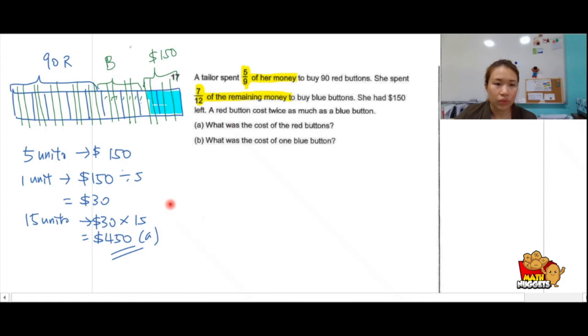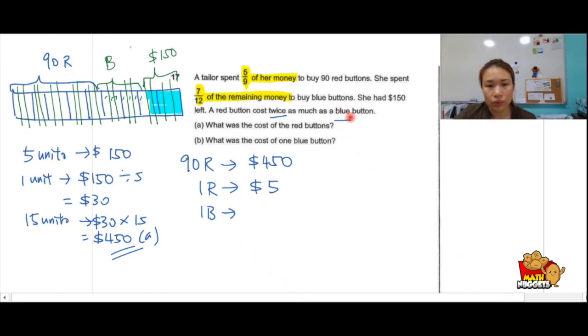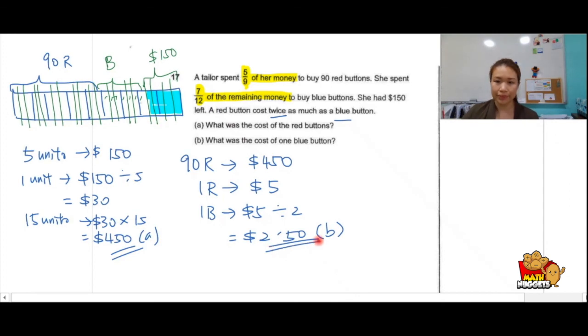What's the cost of 1 blue button? $450 was spent on 90 red buttons, so the cost of 1 red is $5. In that case, the cost of 1 blue button would be, a red button is twice the blue, so the blue would be half of the red, which is $5 divided by 2, which gives us $2.50. That's the answer for part B.